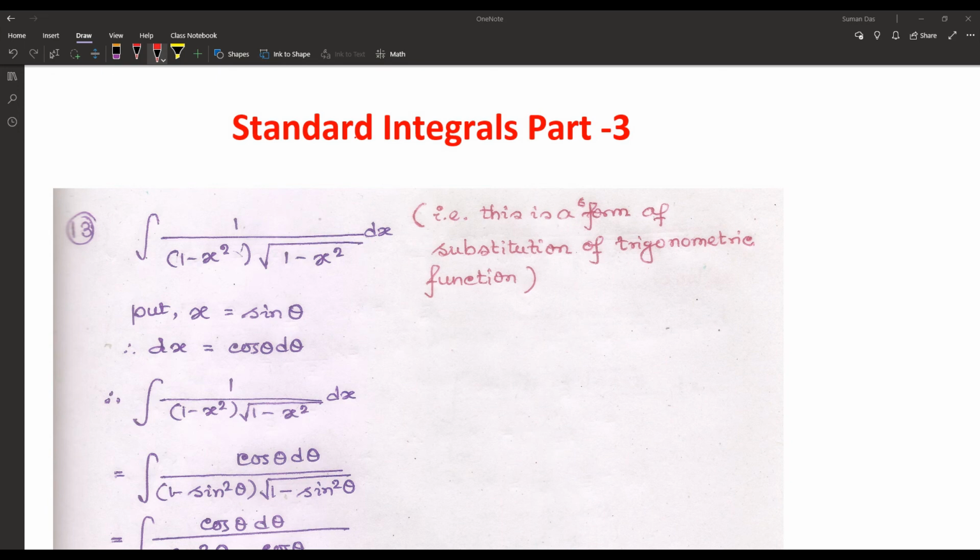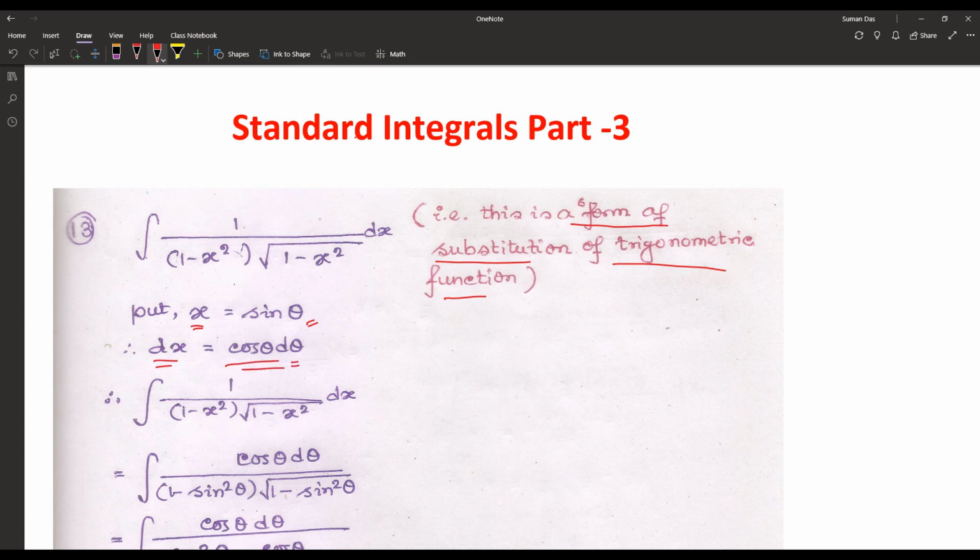So the first one is the integration of 1 divided by (1 minus x square) square root of 1 minus x square. When this type of form is there, it is known as the form of substitution of a trigonometric function. Let's check what to do. In that case, we may consider the variable x as sine theta. So dx is equal to cos theta d theta.